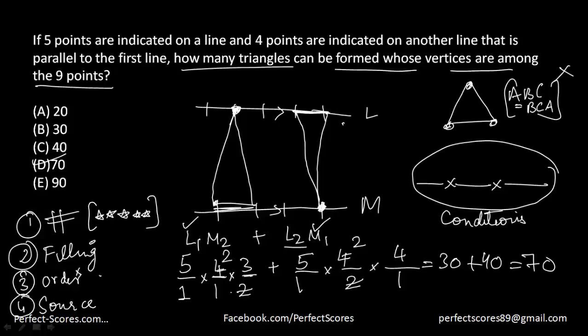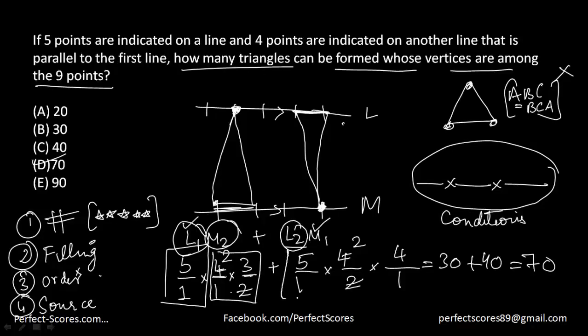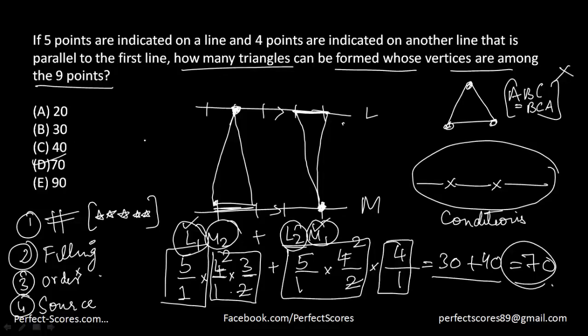In how many ways can I select 1 point out of 5 points, which is 5 by 1. In how many ways can I select 2 points out of 4 points, which is 4 into 3 by 1 into 2. Same goes for this. This belongs to this, and same goes for this. And when I calculated my answer, it came down to 70.